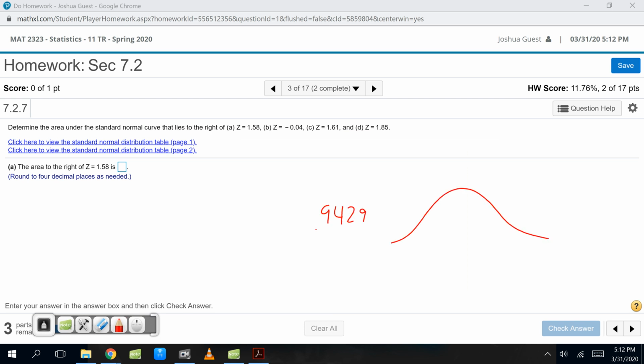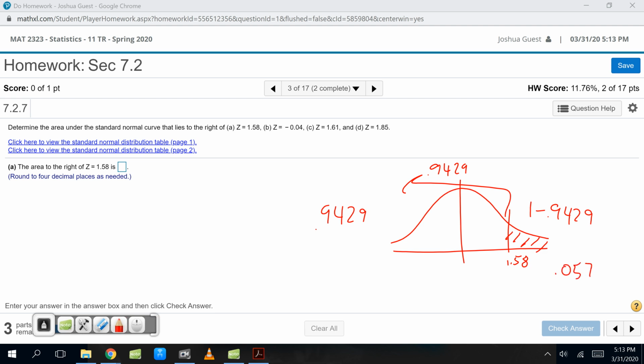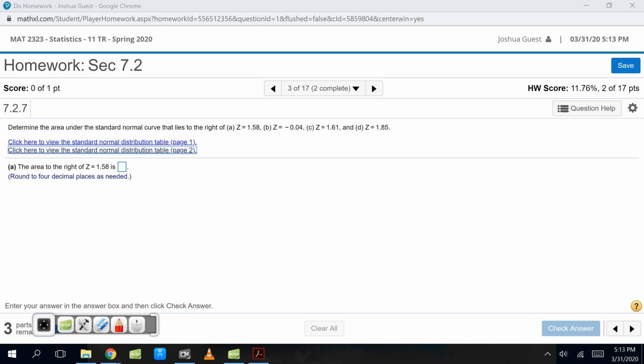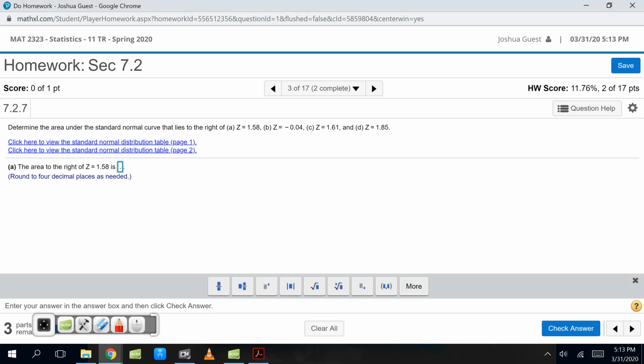So if we draw my curve here, 1.58 is over here, right? Then everything from here over is 0.9429, but I want this piece over here. So this is 1 minus that number. So 1 minus 0.9429 is 0.0571, I believe. So let's try this number: 1 minus when it's to the right is what goes in here. So 0.0571.